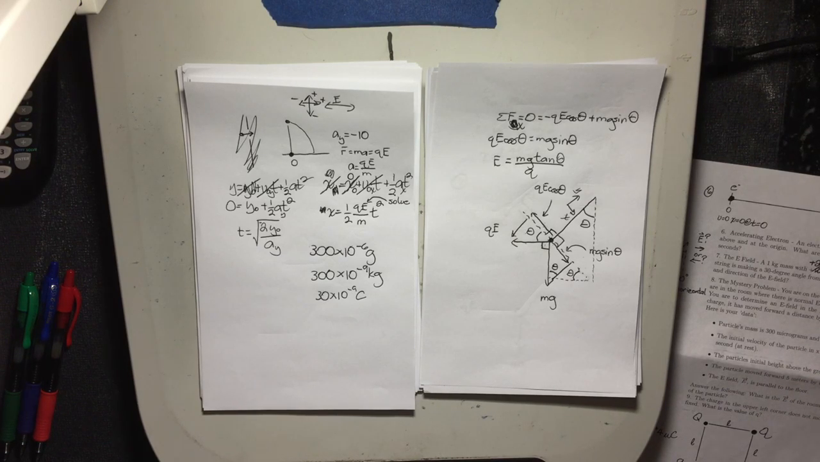What did you say was 1.4? 1.4 is the initial height, y naught. 5 is the distance that it moved forward, or x. The 30 times 10 to the negative 9, is that given in coulombs? Yes, because in bullet 1, the charge is 30 nanocoulombs, so 30 times 10 to the negative 9.